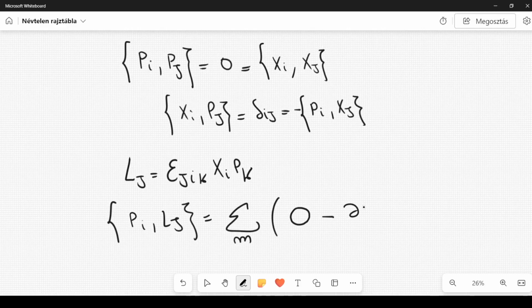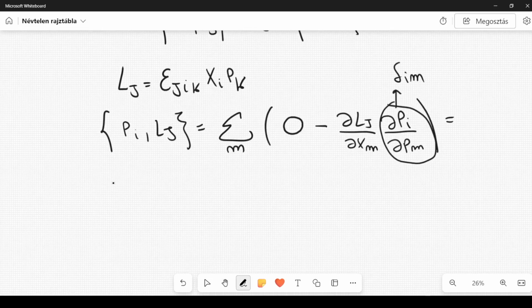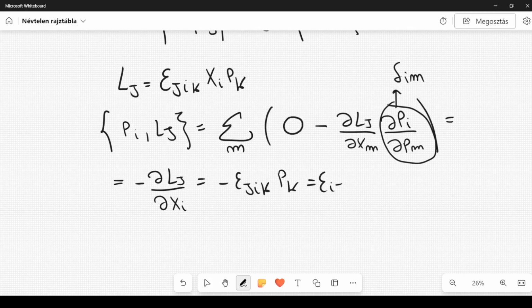The derivative of Lj with respect to xm multiplied by the derivative of pi with respect to pm. Now this derivative here is the Kronecker delta i m. So basically this calculation will simply give you minus the derivative of Lj with respect to xi, which is equal to minus epsilon j i k pk, which is equal to epsilon i j k pk. If you just swap j and i, you will get a minus 1, so you can cancel this minus.